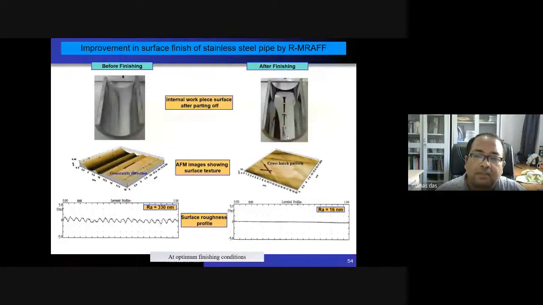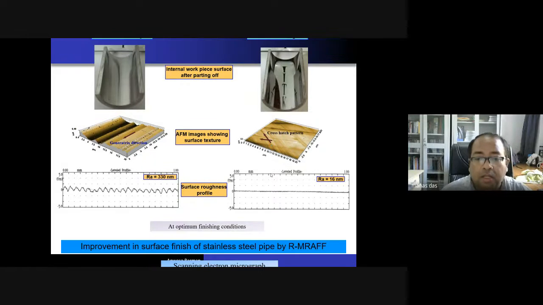After that, we did an experiment on a cylindrical workpiece. Before finishing, you can see it was made by a boring operation. After finishing, you can see this kind of mirror finish surface, where you can see the reflection. Up to 16 nanometer we have achieved on these stainless steel workpieces. Achieving this kind of 16 nanometer is very difficult by other processes. Also, we got this kind of process pattern there.